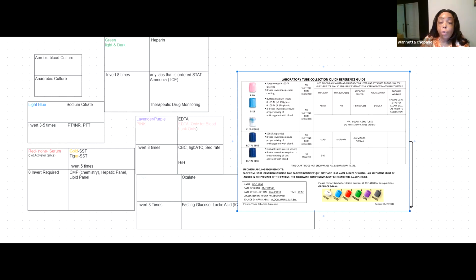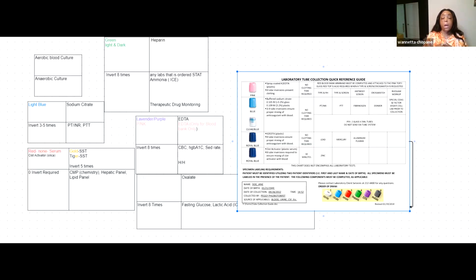So if I ask you what comes to mind, if you have a pink top tube in your hand, hopefully you will say, oh, that's used for blood banking purposes to see what blood type someone is. Oh, we do invert that one 8 times too. Oh, that has EDTA in it too. Just keep in mind, even though I paired it up with your lavender and pink, I only paired it up because it has the same EDTA.